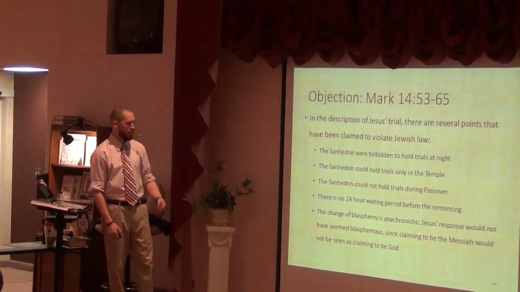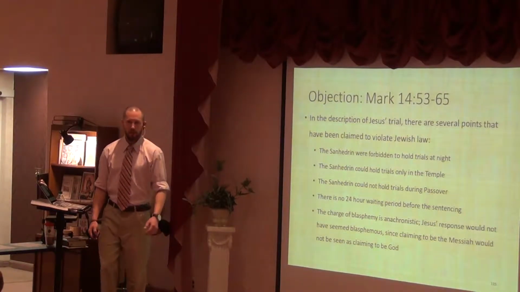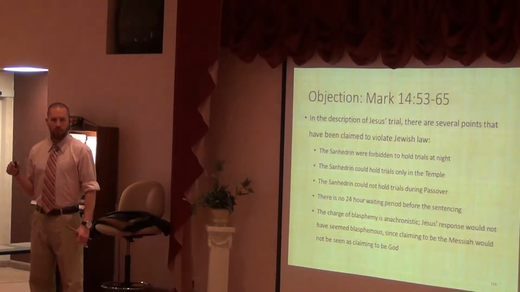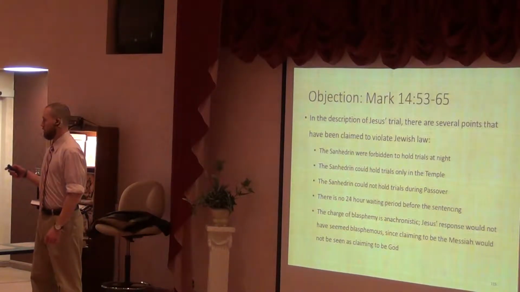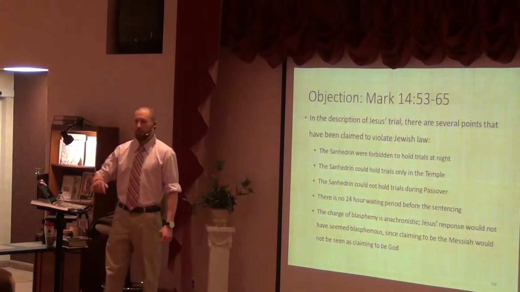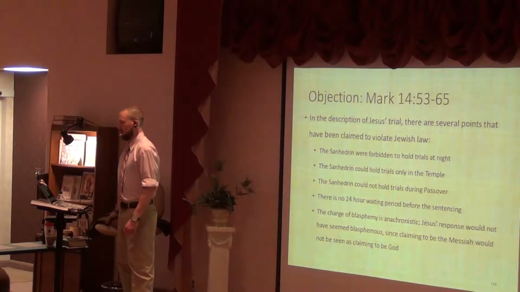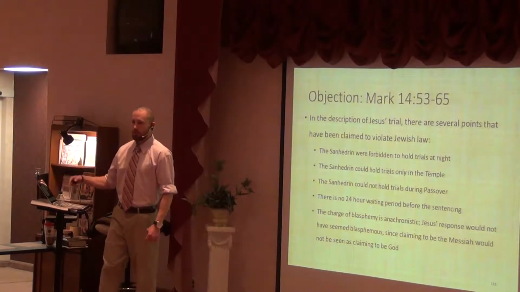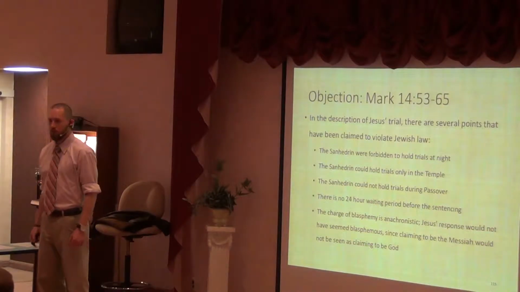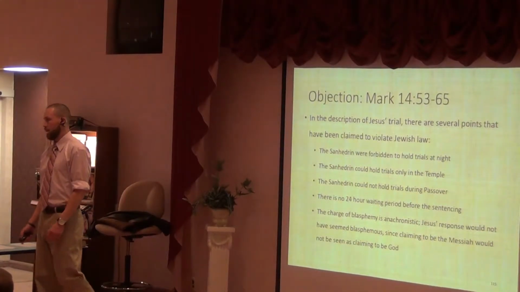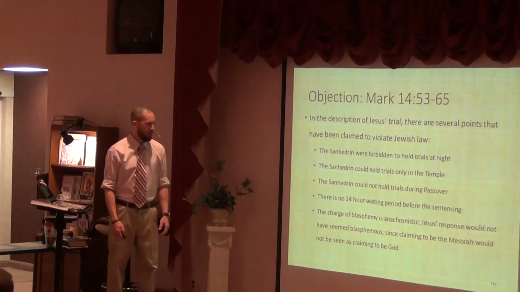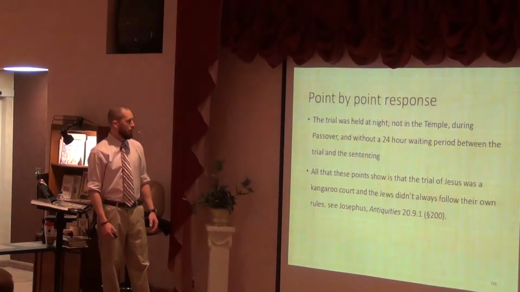The charge of blasphemy is anachronistic. That means nobody would have thought that saying you were the Son of Man was claiming to be divine in the first century. That's something people thought in like the 3rd and 4th century. So this is a 3rd or 4th century writer writing what he would have thought is blasphemy, but that's not what 1st century people thought was blasphemy. Okay? So that's what they mean by that. All right, let's point this out point by point.